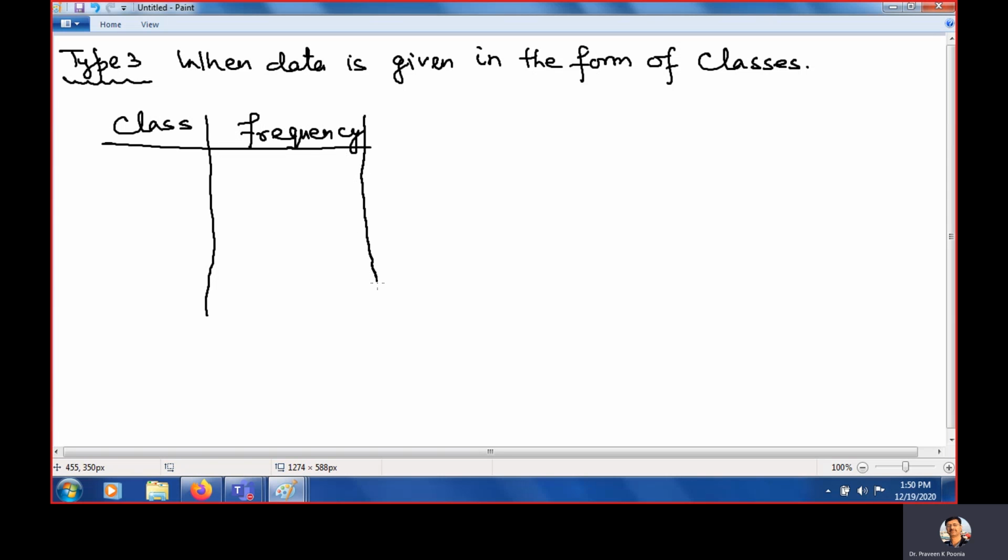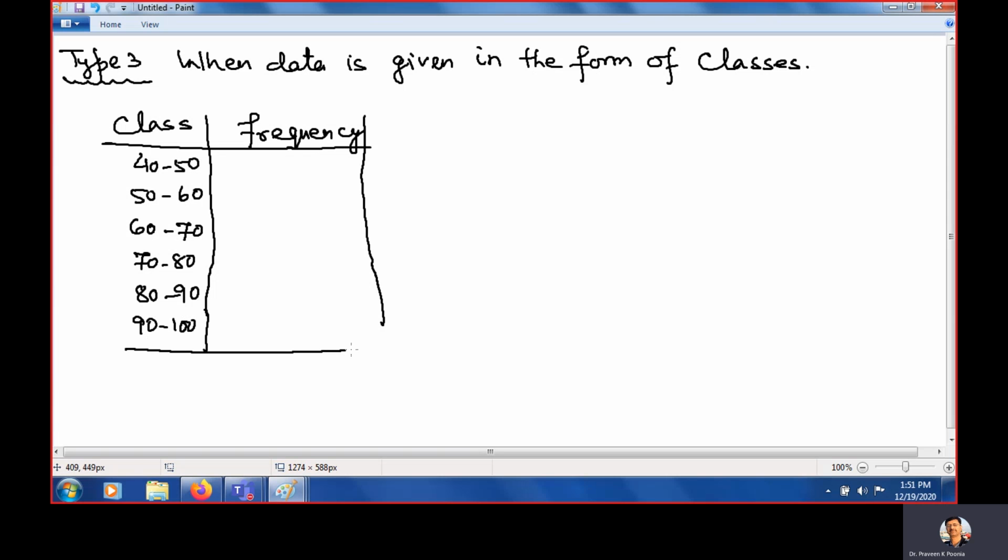Frequencies are there. Clear? So how are we doing? Let us say 40 to 50, this is 50 to 60, this is 60 to 70, this is 70 to 80, this is 80 to 90, and this is 90 to 100. Let us say these are the marks. So no student is getting marks below 40. Every student is getting marks above 40.